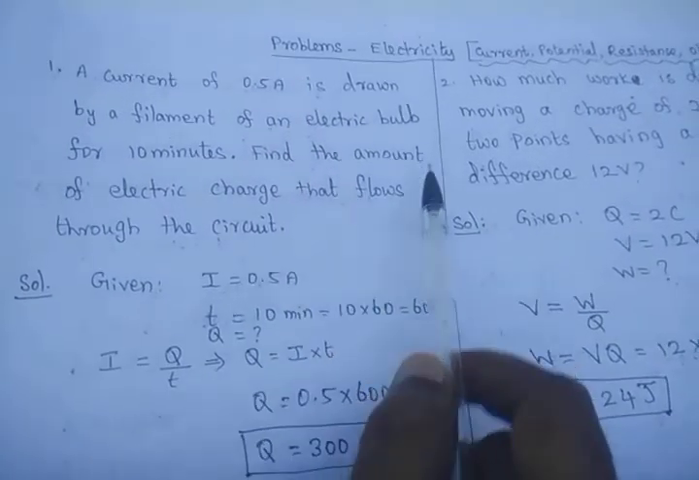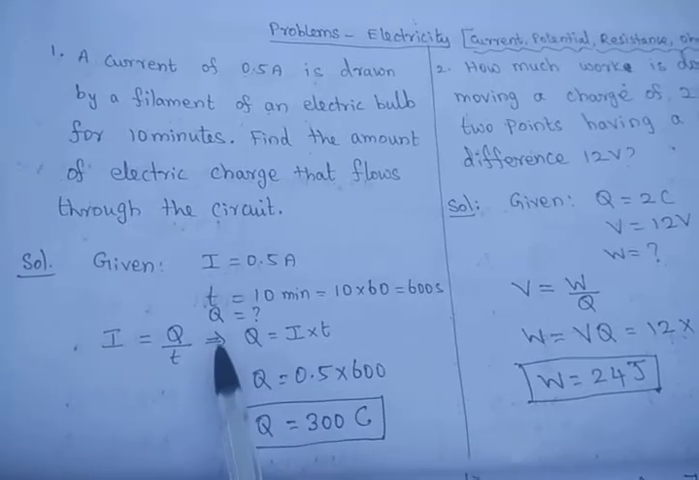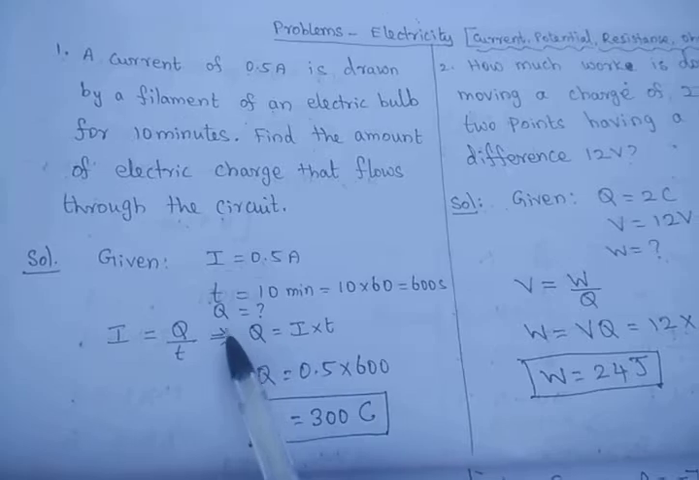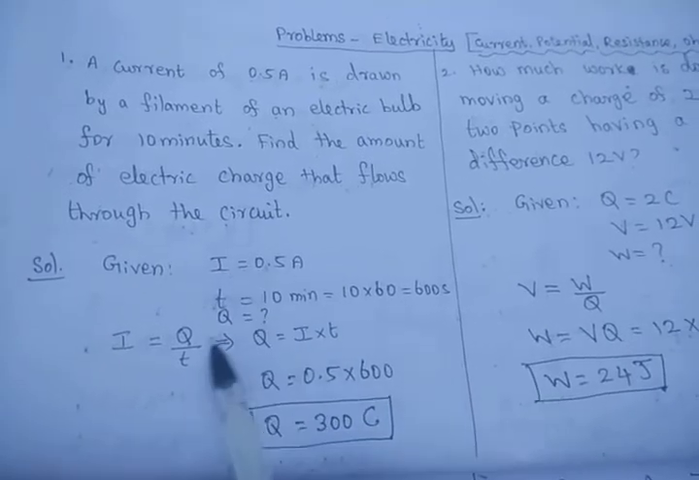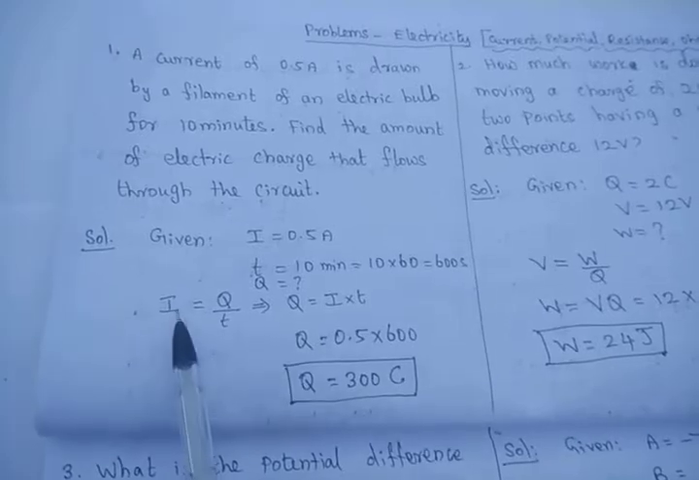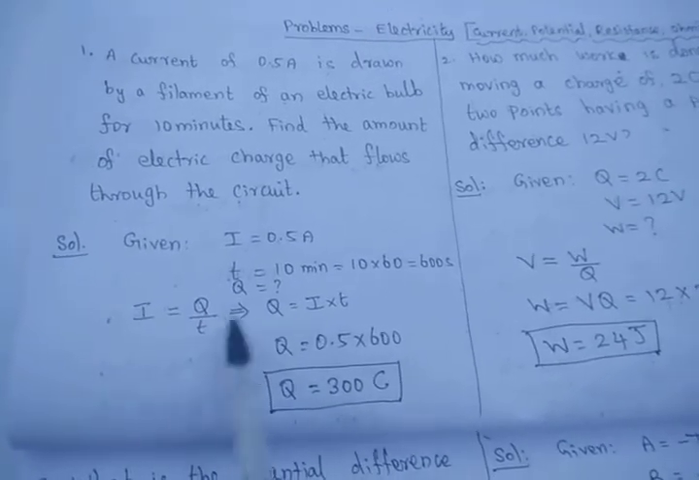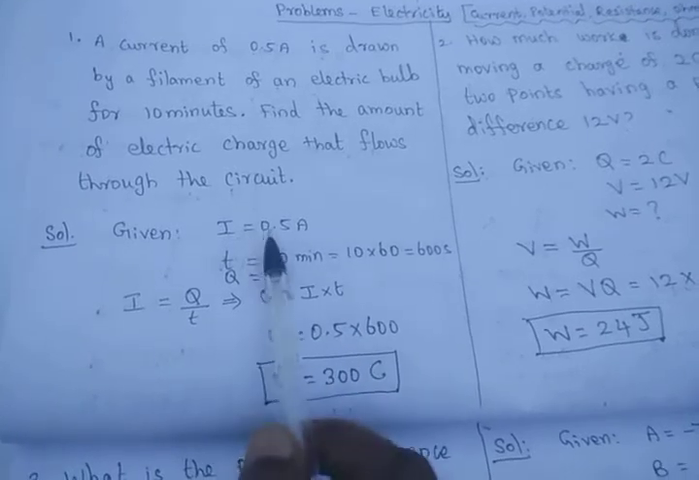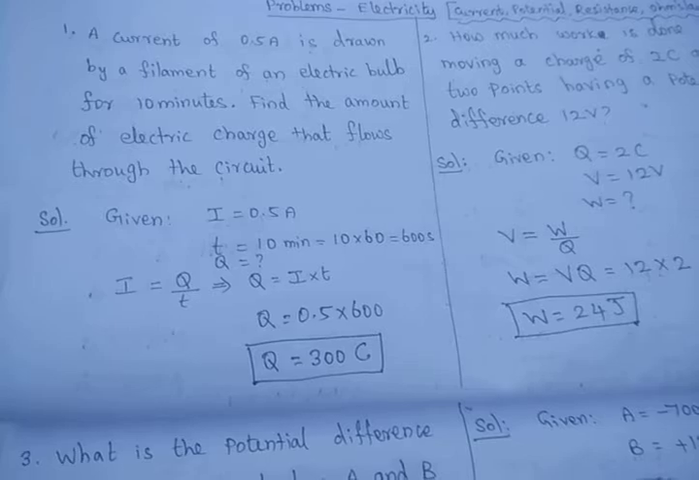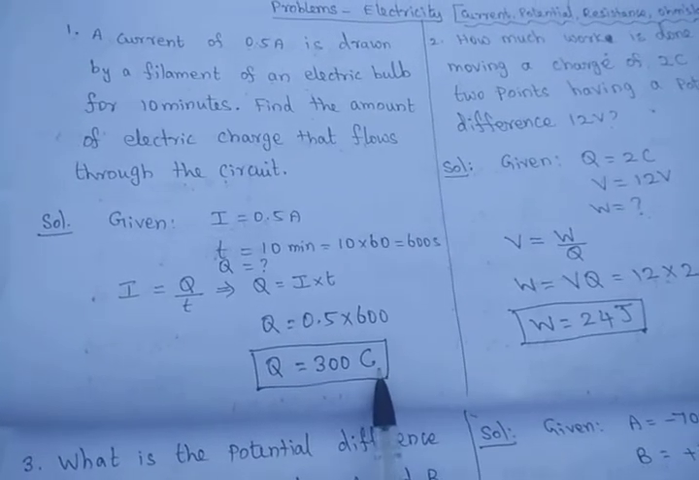What is the question they are asking? That charge. So we have to find how much charge. I is given, T is given, what is Q? What is the relation between these three physical quantities? Very simply, we can find that the current I is equal to Q by T, the rate of flow of charge. So Q is equal to I into T. Substitute the I value and T value, 0.5 and 600, and we get the answer. Charge Q is equal to 300 coulomb.